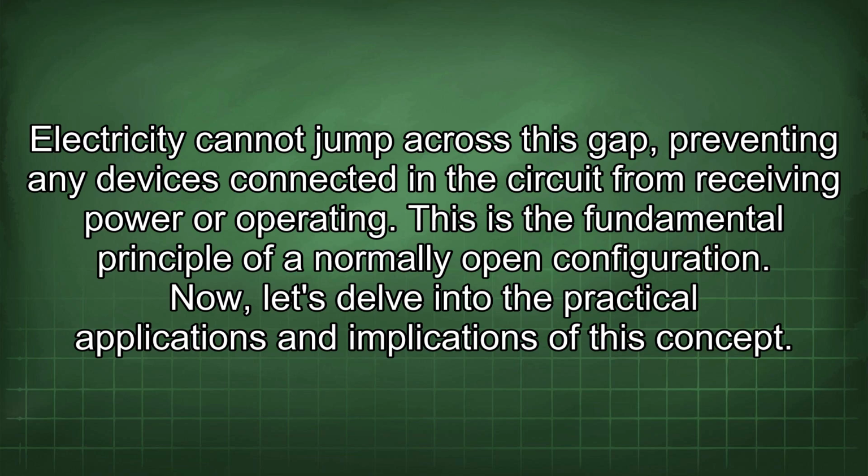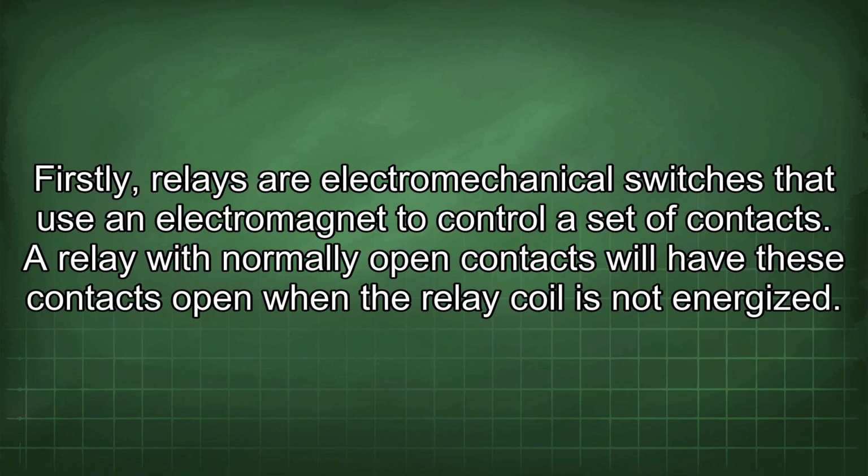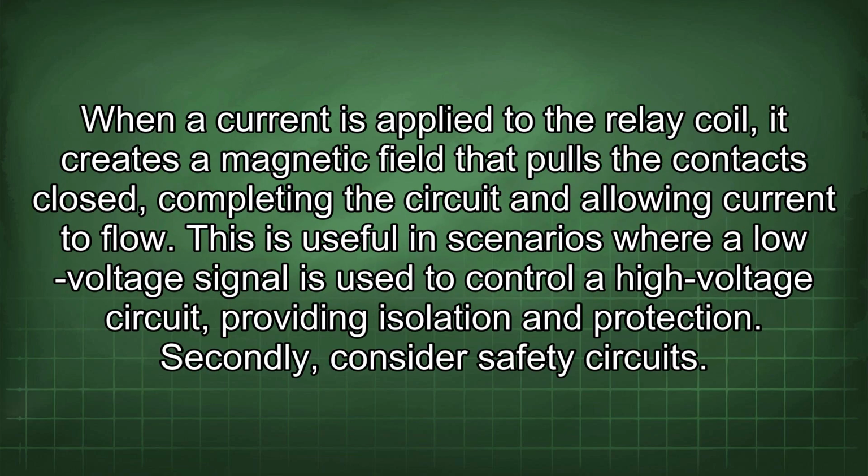Now let's delve into the practical applications and implications of this concept. Firstly, relays are electromechanical switches that use an electromagnet to control a set of contacts. A relay with normally open contacts will have these contacts open when the relay coil is not energized. When a current is applied to the relay coil, it creates a magnetic field that pulls the contacts closed, completing the circuit and allowing current to flow. This is useful in scenarios where a low voltage signal is used to control a high voltage circuit, providing isolation and protection.